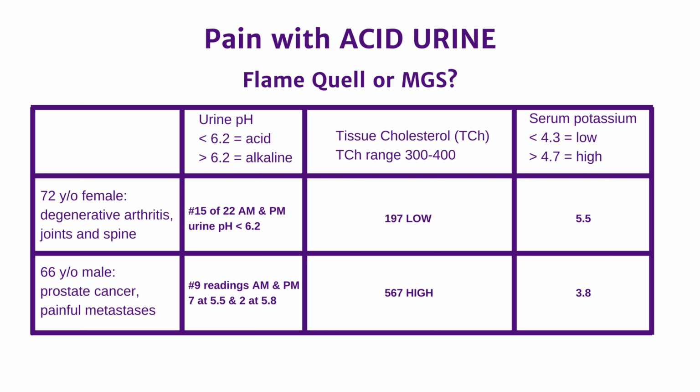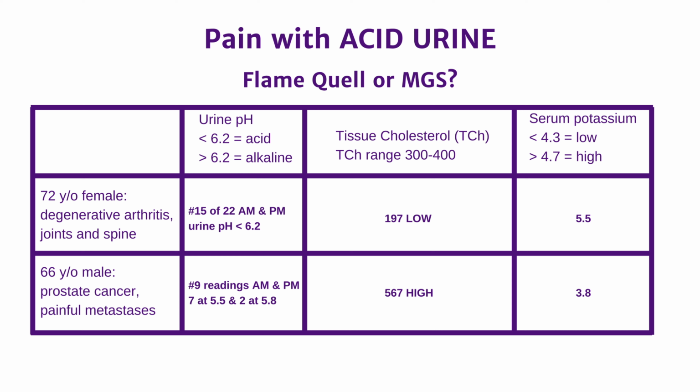Let's turn to two cases. Both people have acid urines. First, we have a 72-year-old woman with degenerative arthritis. Her arthritis affects her joints and her spine. Of the 22 urines that she tested, she has 15 with a pH less than 6.2, and there's no diurnal variation in her urine pH.